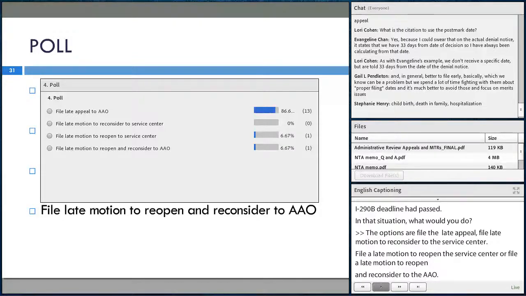All right. Just give it one more minute. Looks like some more responses are still coming in.